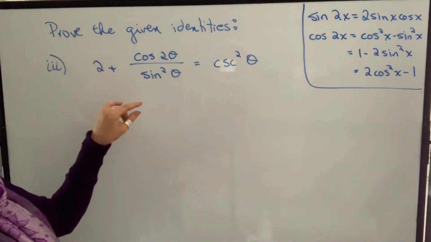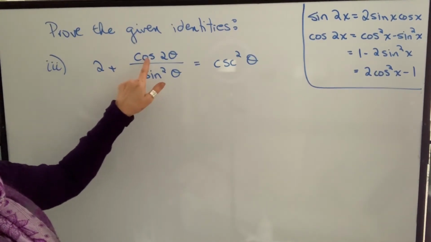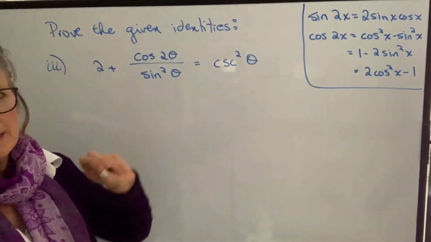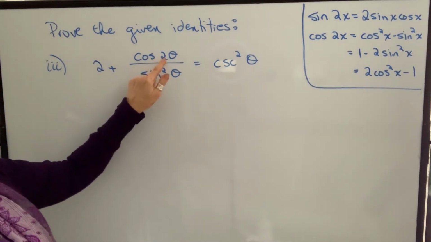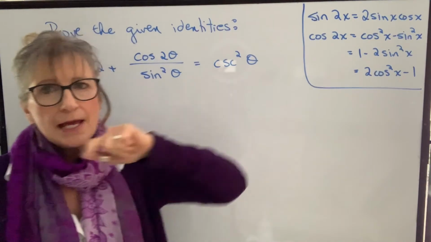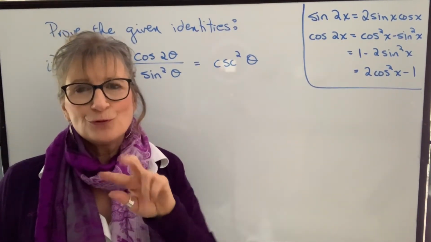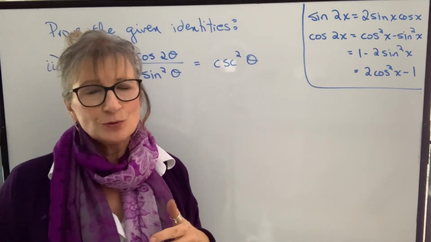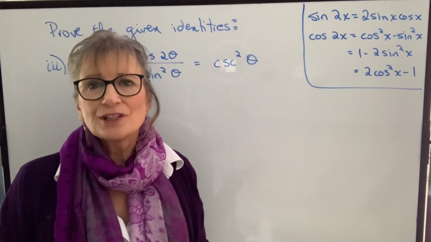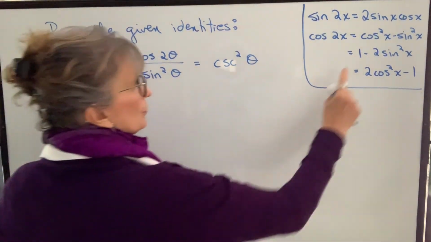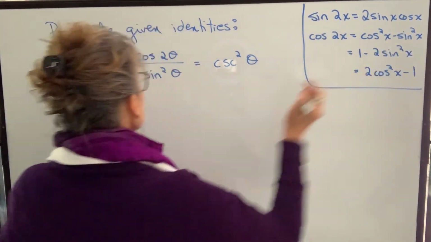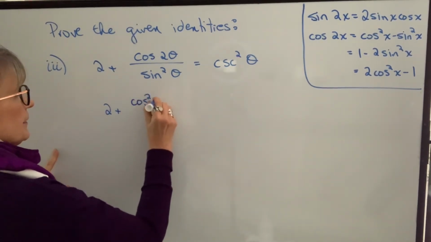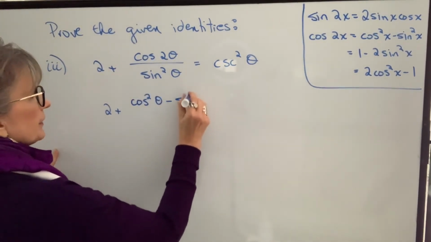Okay, in my next example, I have 2 plus cos of 2θ over sine² θ, and I want to prove that it's equal to this. So when I'm working with cos of 2θ, I have a few options, and I actually am going to do this proof using 2 of those options, and you can see that you can still prove it. One way is more efficient than the other way. So if I were to use the first identity, I would have cos² θ minus sine² θ.